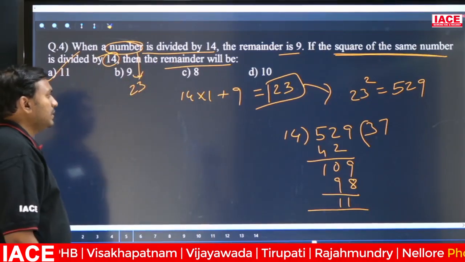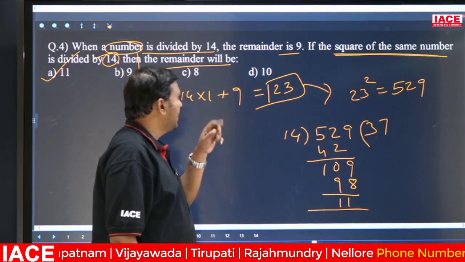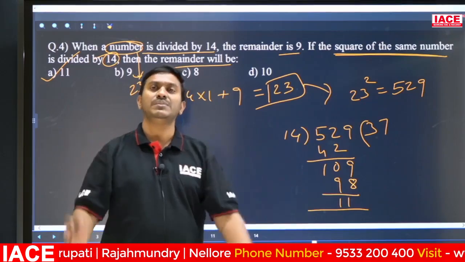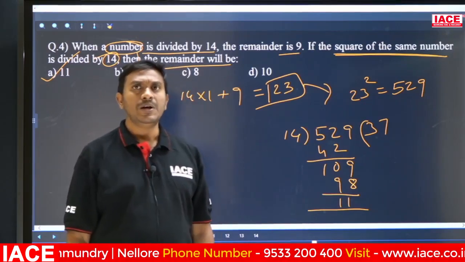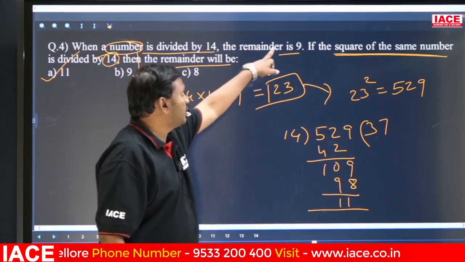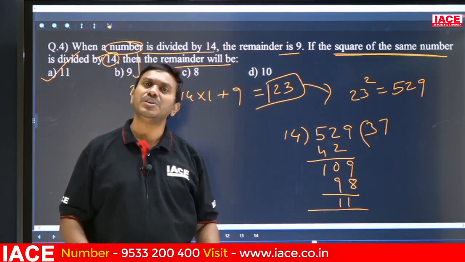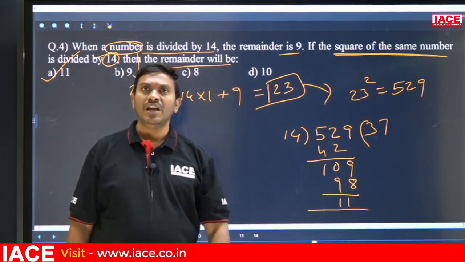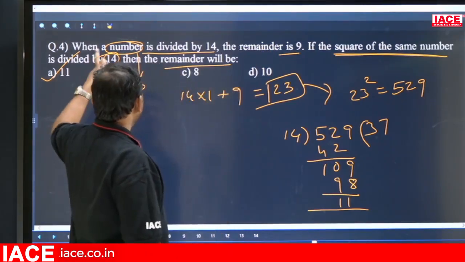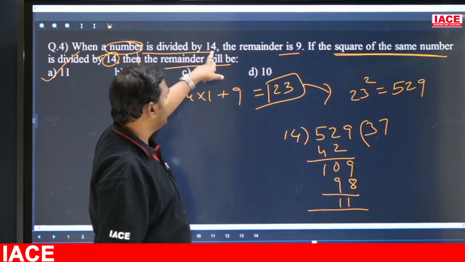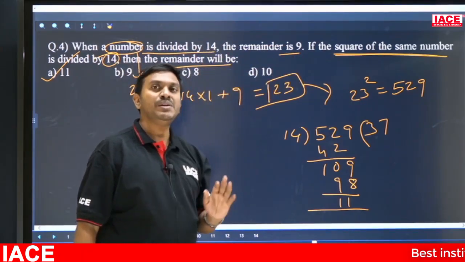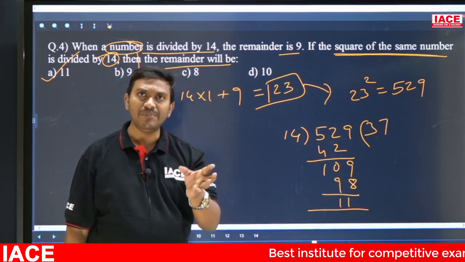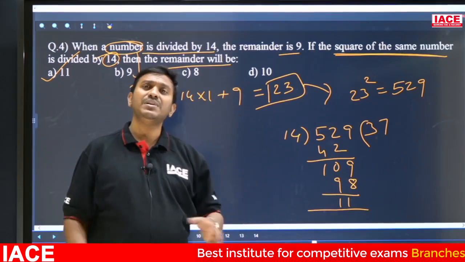So there is no need to sit and do 14 into n plus 9 equals 20 like that. Simply take a number, assume a number, so that with that we get the remainder 9. That is not difficult either. Simply multiply with 1 and add that remainder. Anytime it is given like this, if a number is divided by one number and the remainder is something, simply multiply with 1 and add that remainder. Automatically we get a number. With that number we can do anything.